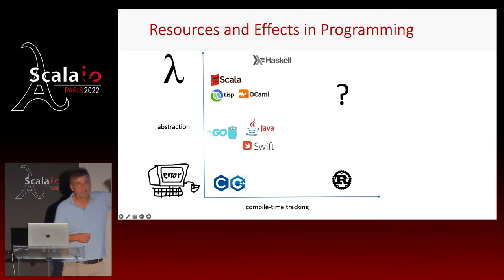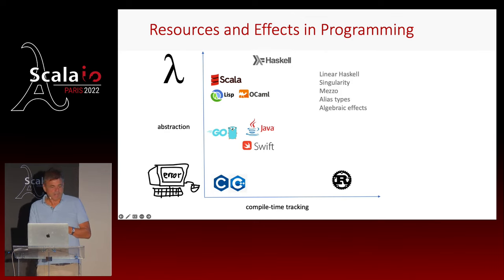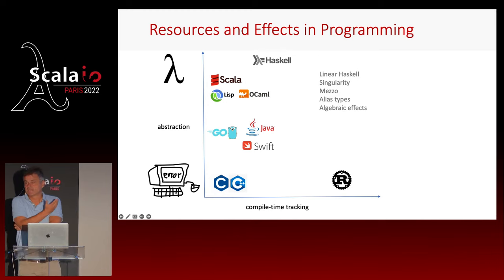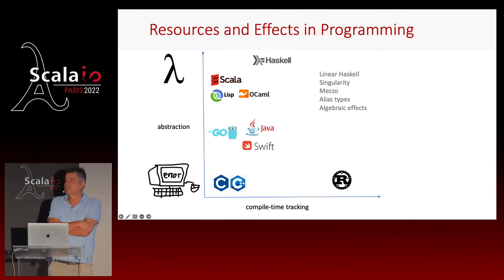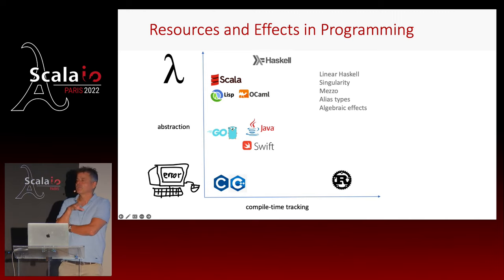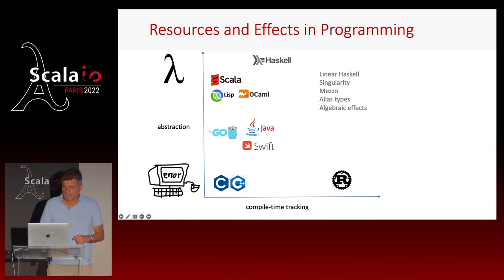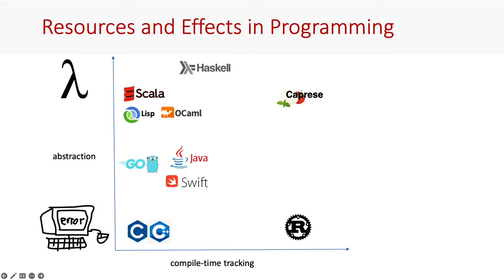So the question is, up there in this triangle, what would it be, a language that is higher level, more functional oriented, but still has fine-grained tracking of resources and effects? And there have been many attempts over the years. Linear Haskell probably actually made it into the language, but the others have stayed so far mostly research projects. Singularity was a big project at Microsoft to make a safe operating system. Mezzo was a project at INRIA here in Paris. Alias types were very fashionable 15 years ago. Algebraic effects are fashionable now. But none of them are very central in languages yet. And that's what we want to change with Caprese. So Caprese is intended to be something that you can actually use, that tracks effects and resources on a high level.